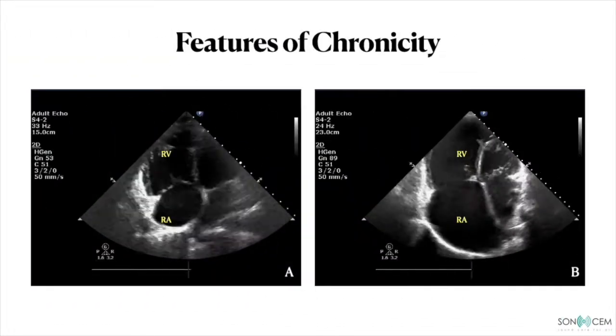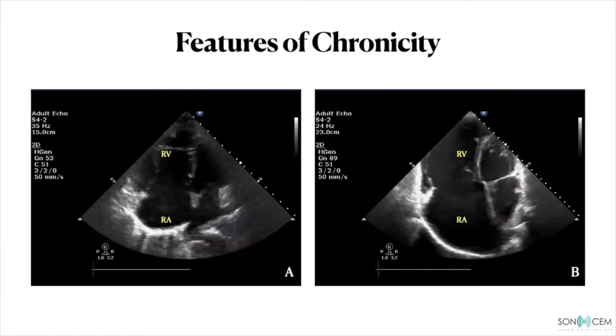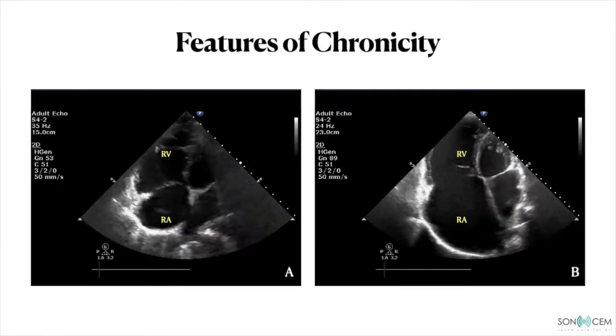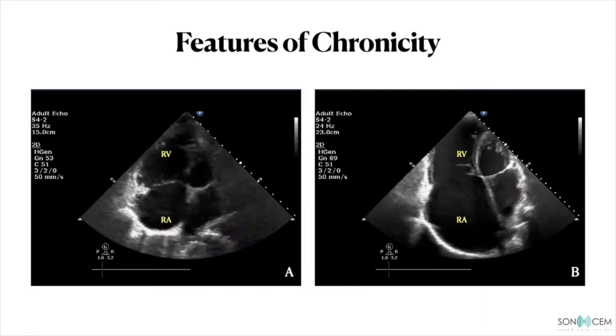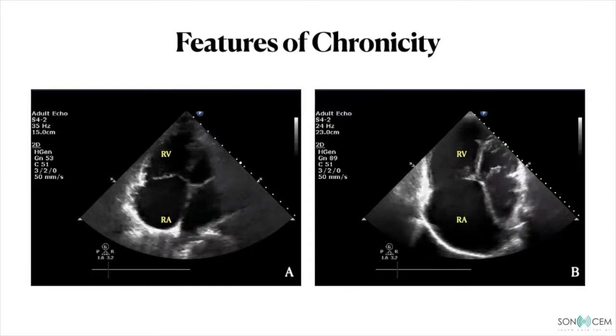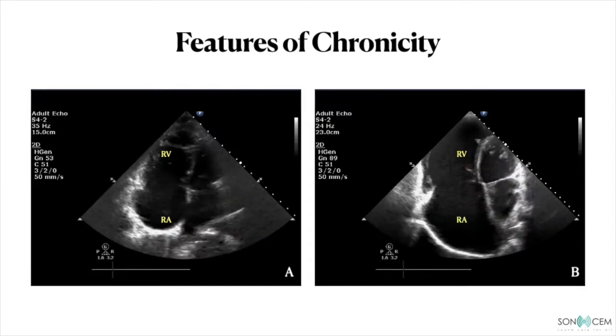These are examples of chronic pulmonary hypertension. In both clips, the RA and RV are significantly dilated. Patient B is also having RV failure. As you can see, the longitudinal right ventricle contractility is depressed.